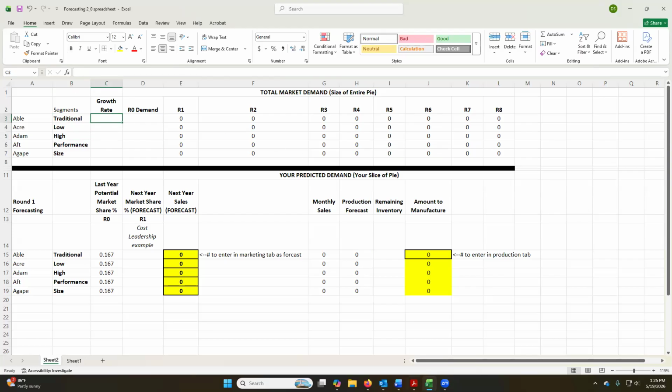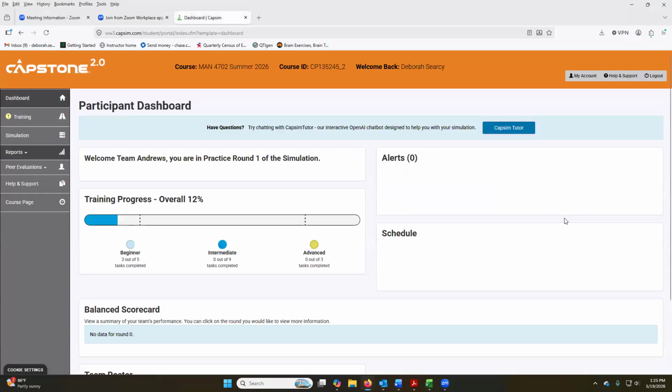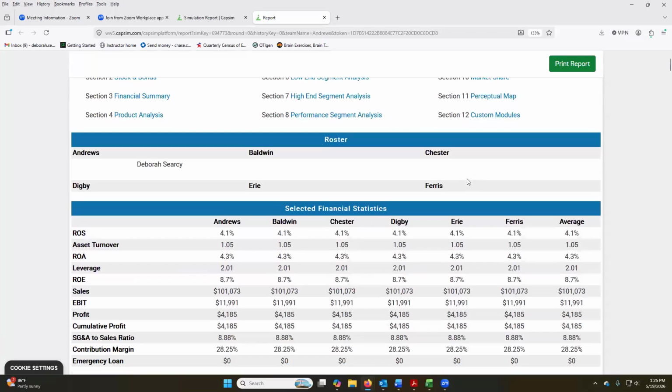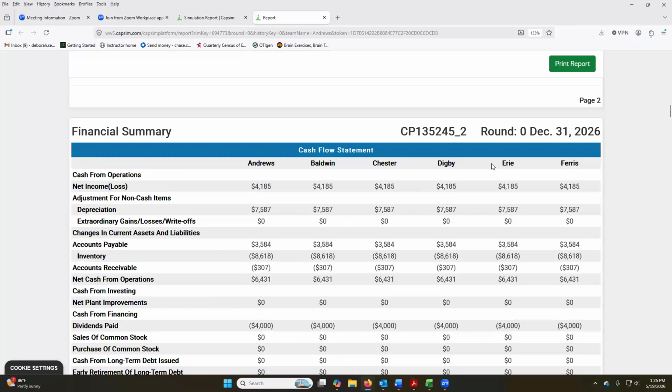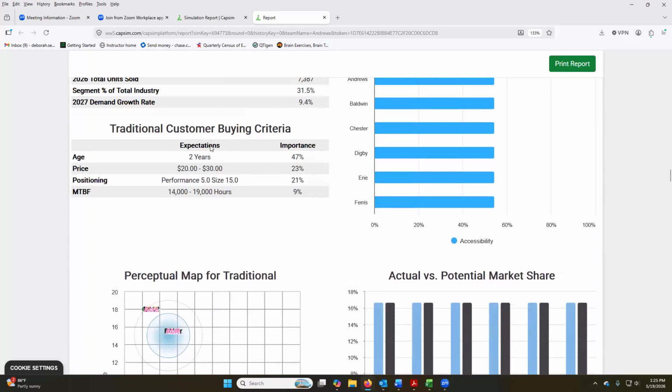Okay, so now we're going to take a look at how to fill out the information from the Capstone Courier. So here we are on the dashboard of the simulation. I'm going to go to reports, simulation reports, Capstone Courier, round 0. This is how everyone starts. So here we are on the Capstone Courier, looking down on page 5. We start with the traditional segment.